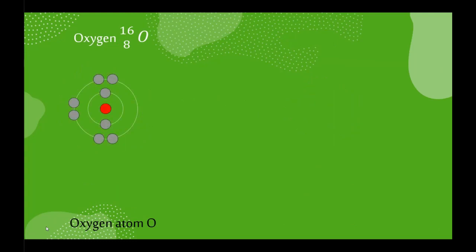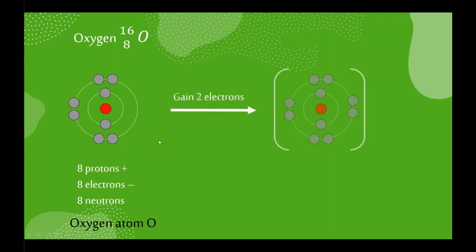Again, you should be able to draw the electron diagram for this one and write how many protons, electrons, and neutrons you've got in an atom of oxygen. And again, in order to get a full outer energy level and become stable, oxygen in this case wants to gain 2 electrons. So again, you should be able to draw the structure when it's gained its 2 electrons. And again, although this looks like the electron configuration for neon, we show that it's not actually neon by putting this in brackets. And again, the reason why it's not neon is because we haven't changed the number of positive protons. And anything that's got 8 protons in its nucleus is going to be oxygen.